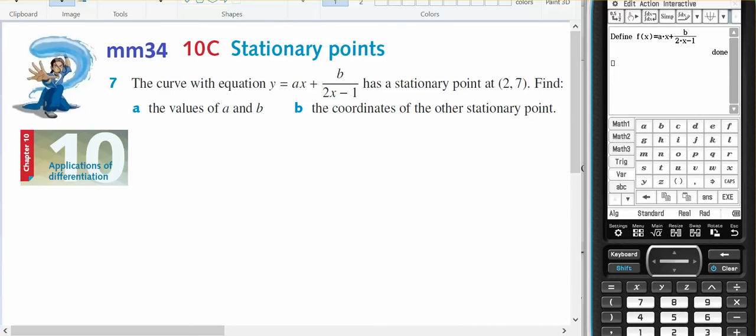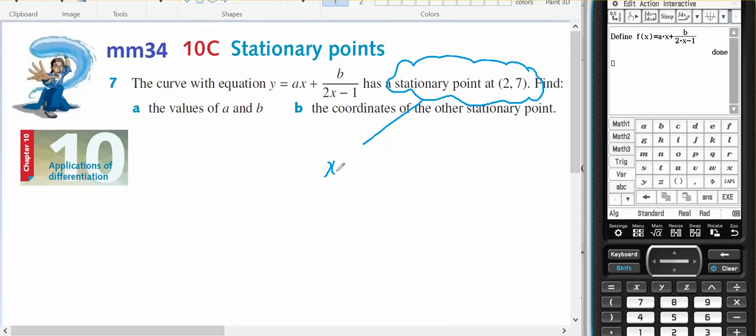This is for Year 12 Methods. It comes out of Chapter 10, 10C, about stationary points. It's question number 7. So the curve with this equation has a stationary point at (2, 7). So I know two pieces of information about this.